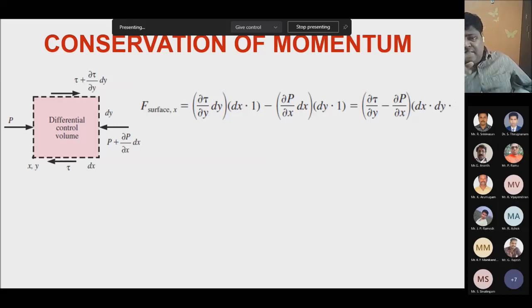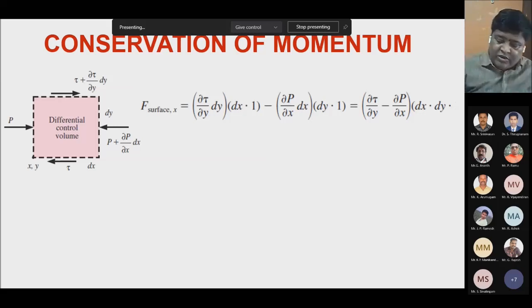Similarly, in the y direction, you have the shear stress acting at the bottom and the top of the fluid. The bottom surface has tau, the top surface has tau plus ∂τ/∂y into dy. When you calculate the net, the tau gets cancelled and you get ∂τ/∂y into dy, and you have to multiply that shear stress by the area on the top surface, which is dx into 1.